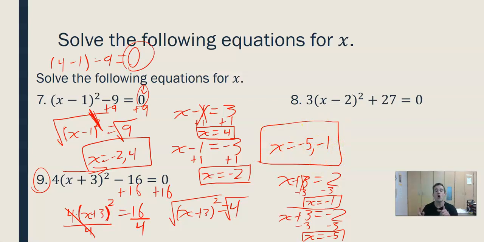Remember, I will always have two solutions with a quadratic. Two real solutions, two complex solutions, or one solution repeated twice. And you can double check this by yourself: if I were to plug negative 5 back in for x and negative 1 back in for x and evaluate that side of the equation, I would indeed get 0.